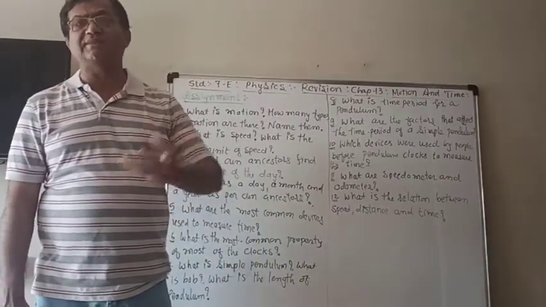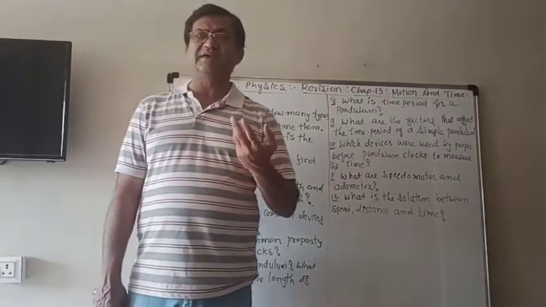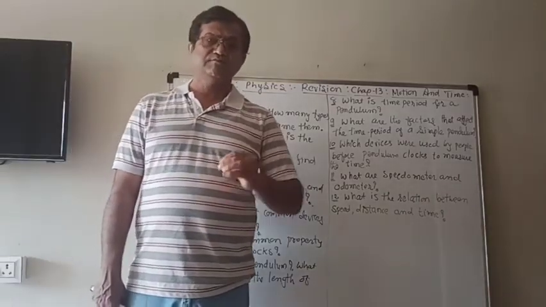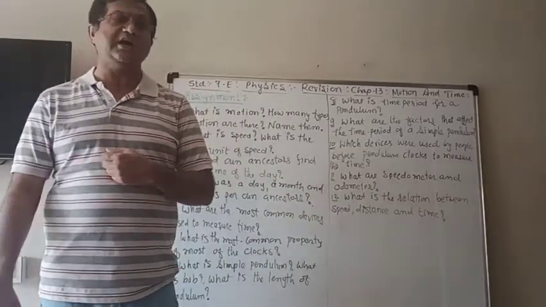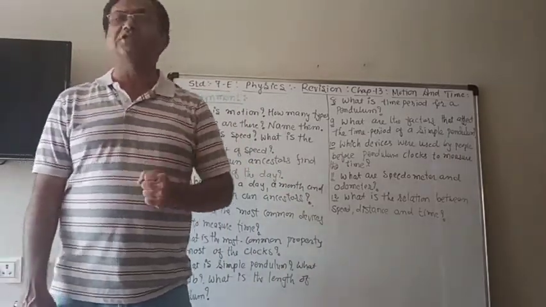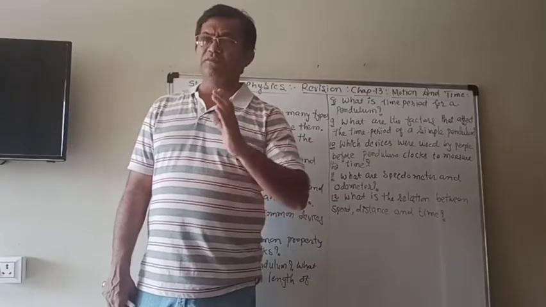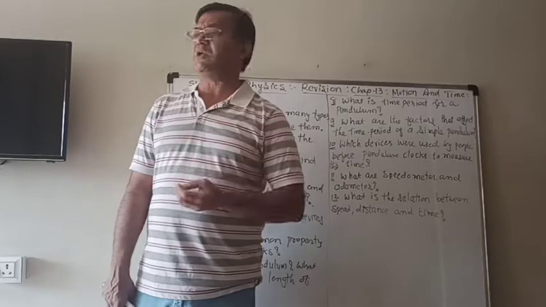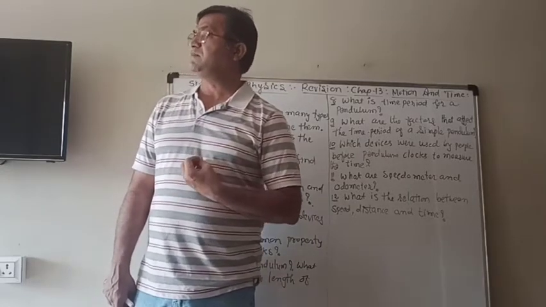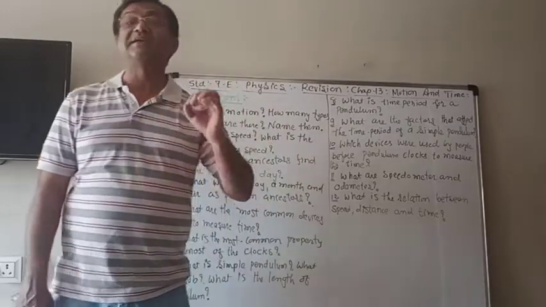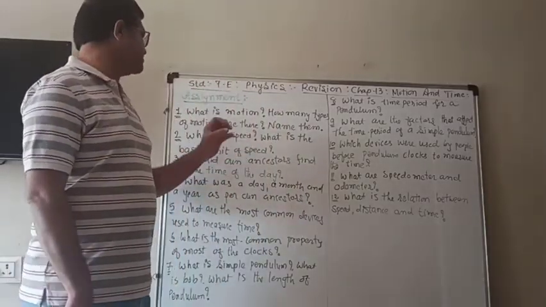Then other motion can be random motion, means it is like anywhere, like mosquitoes flying, birds flying in the sky, children playing on the playground. They don't move on a particular path. So that type of motion is known as random motion. So different types of motions are there.